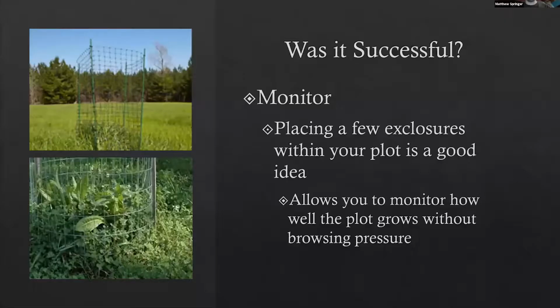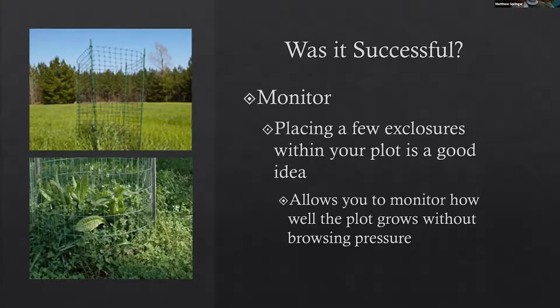Now, how do you determine if this was successful or not? Well, you want to monitor those plots, and the easiest way to do that is through using exclosures, which let you know how much vegetation is actually growing in the plot without being eaten. And also, it lets you know how much is actually being eaten outside the plot. So you get this nice comparison.